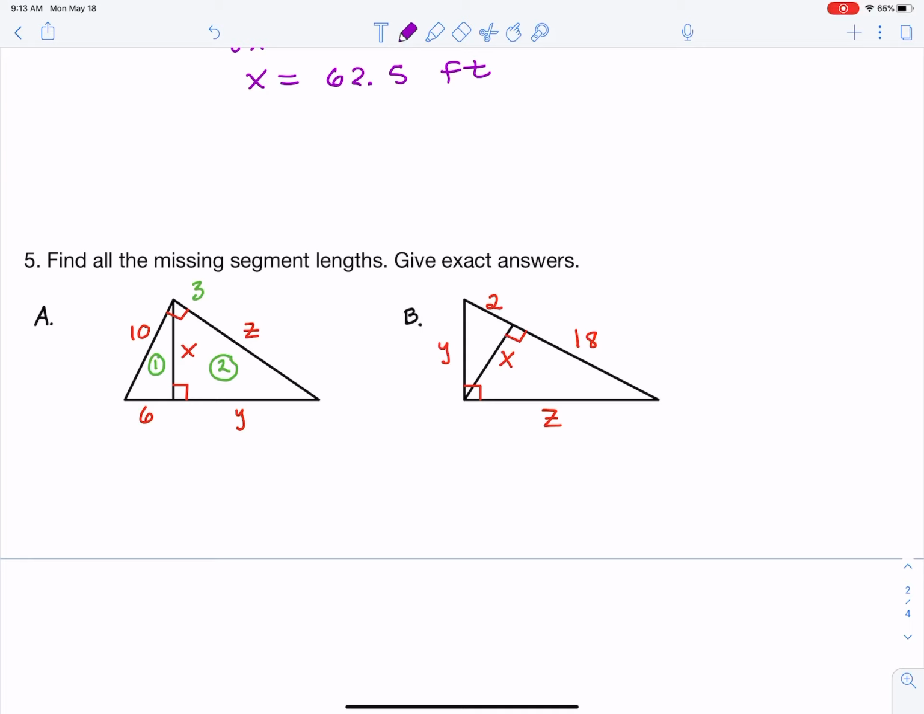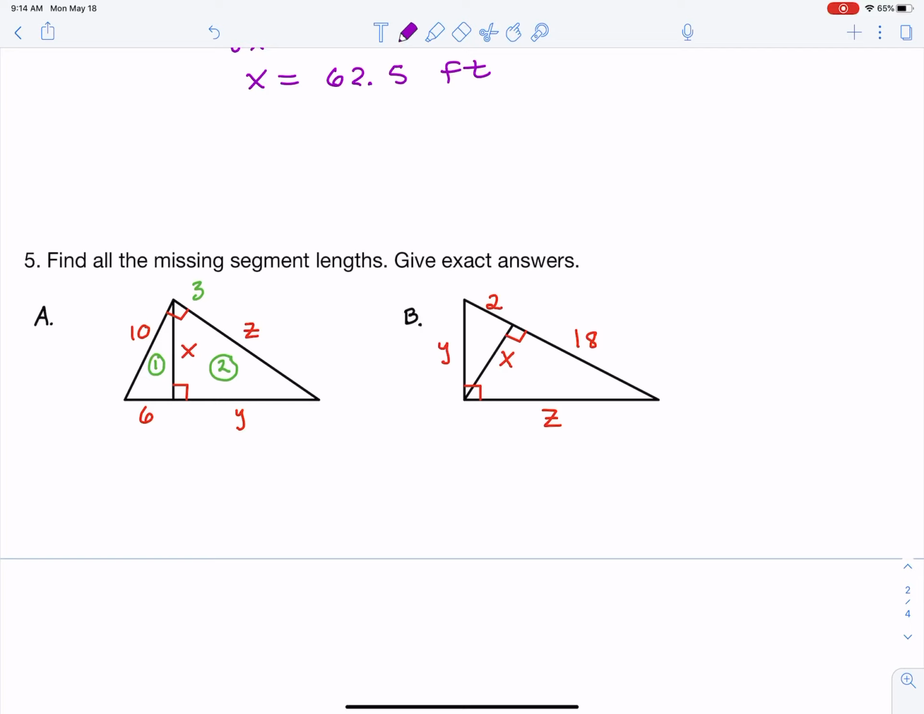Because the triangles are similar, I can take sides that are corresponding and their ratios have to be the same. So let's see what we got. I have those numbers there. I know they're a little confusing, but let's remember that the green numbers are not actual numbers that we need to look at.